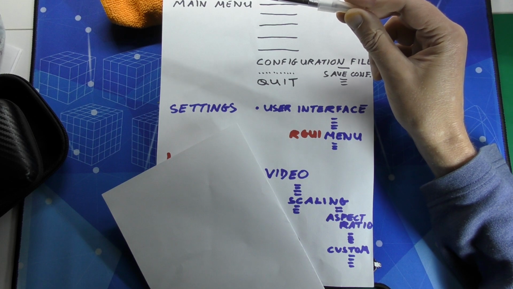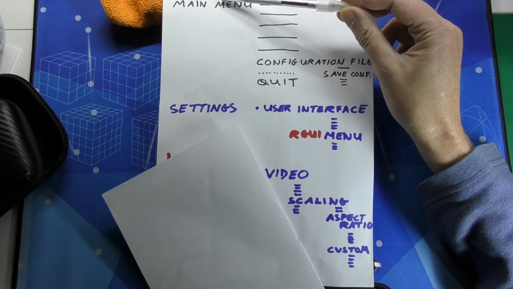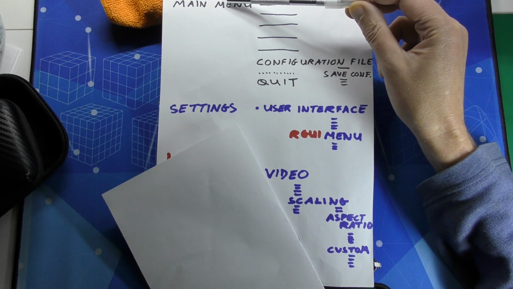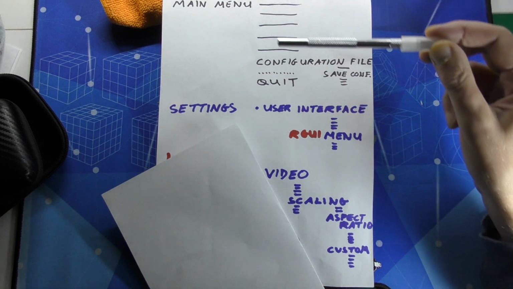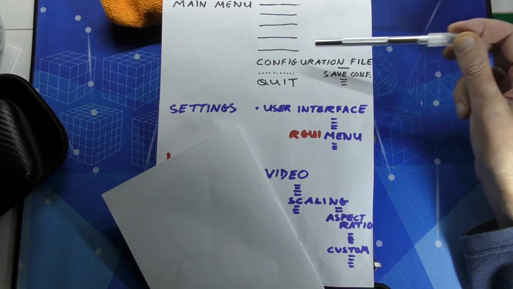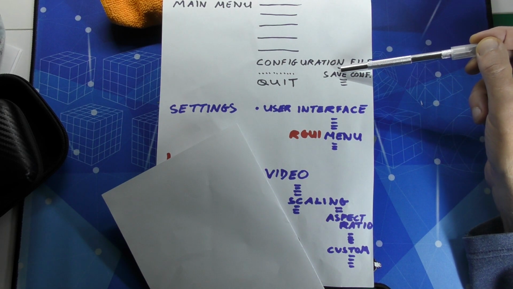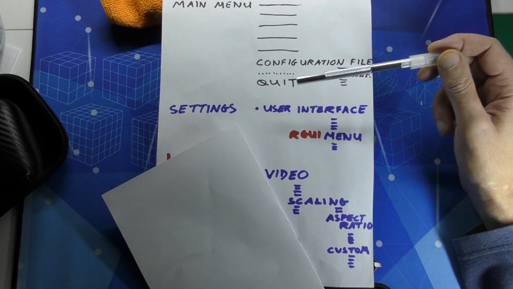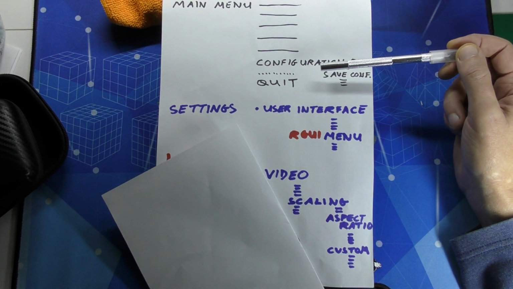We've got the main menu, and all we'll use from the main menu is configuration file and save current configuration and quit. That's all we're going to use from the main menu.